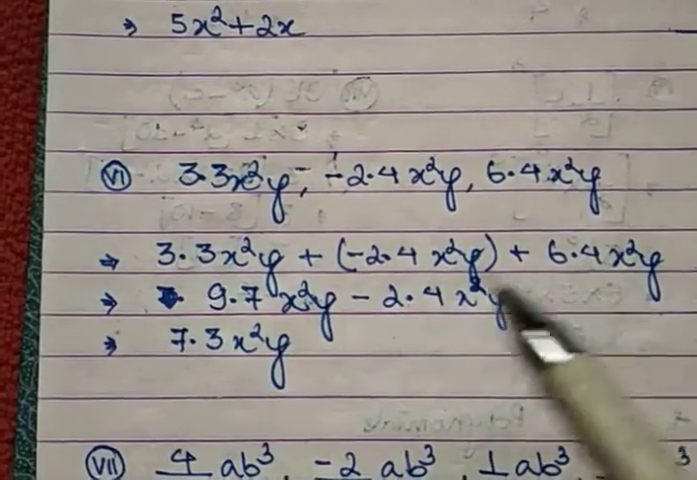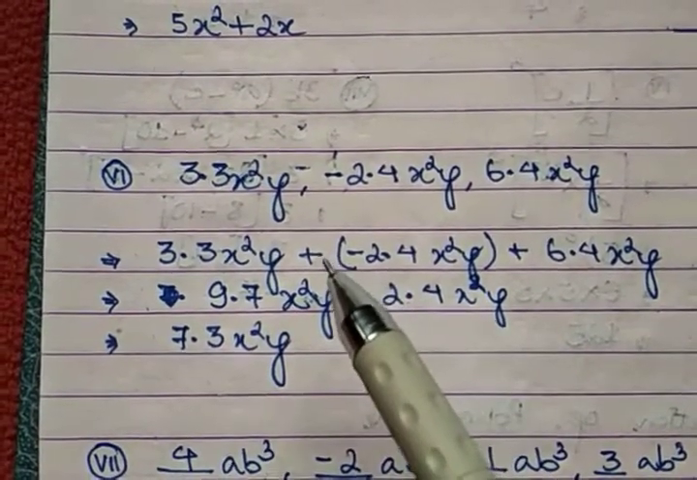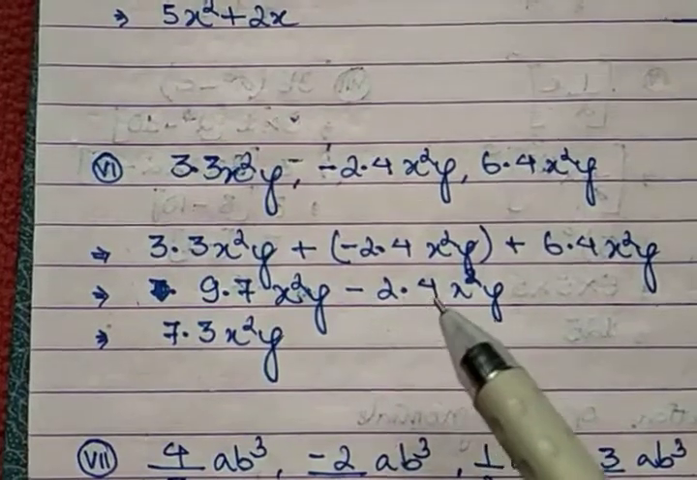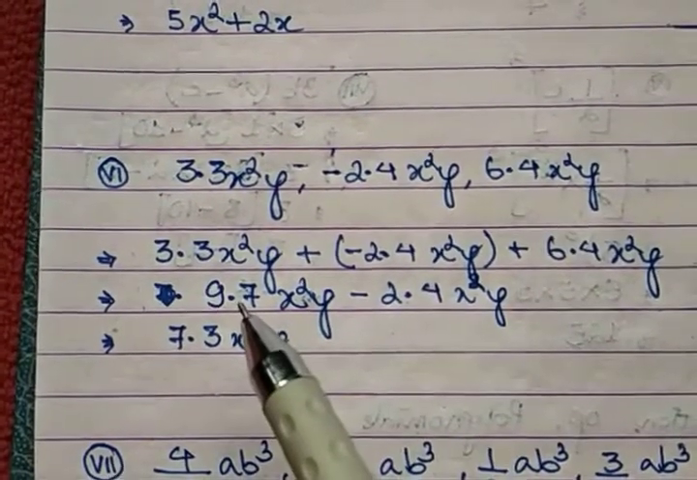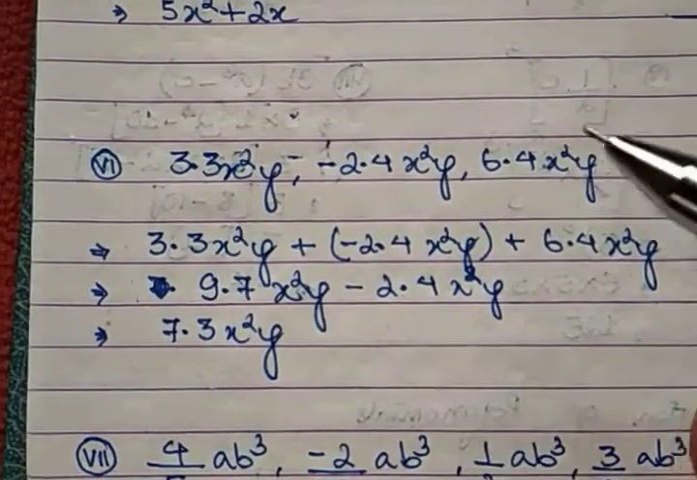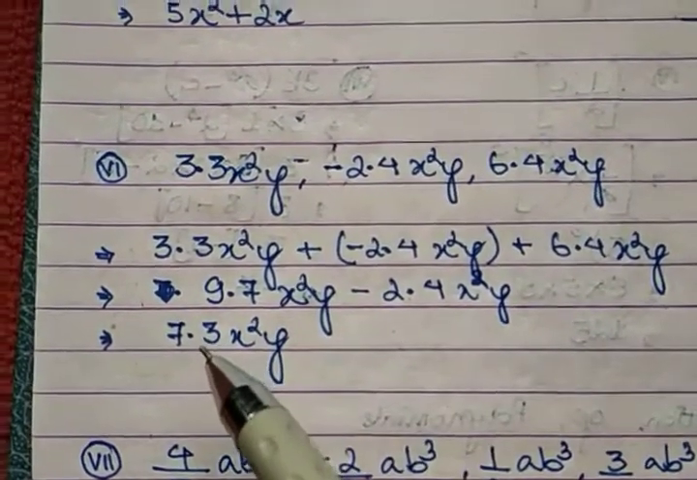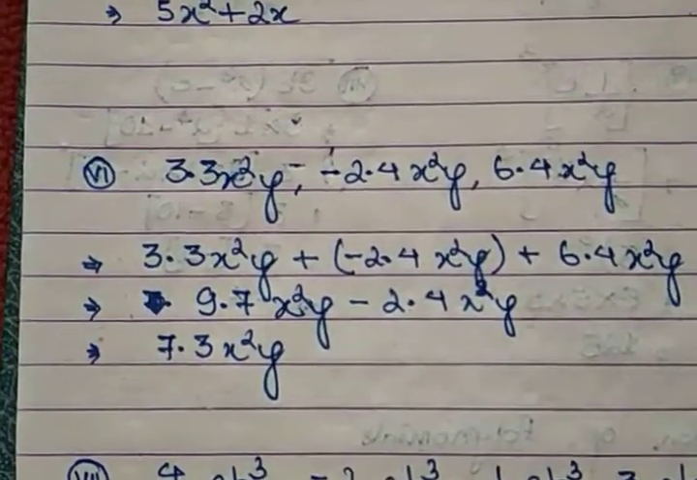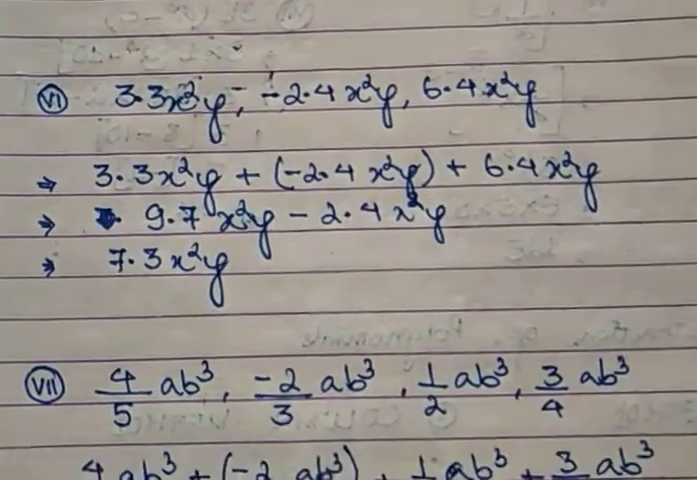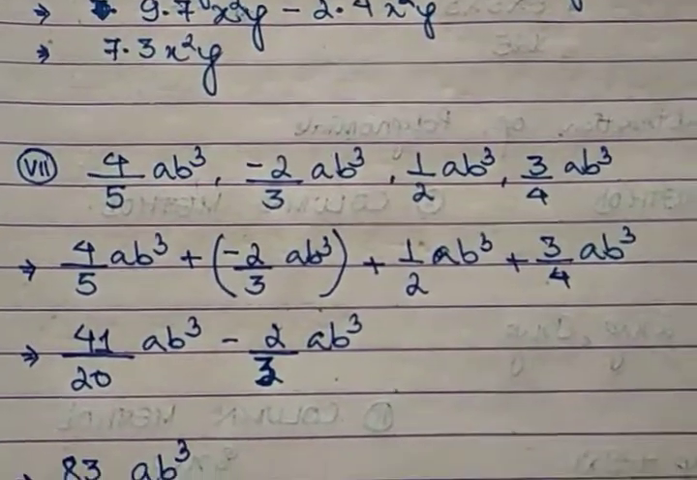3.3 and 6.4, when you add them up, you'll get 9.7. Opening up the bracket with the second term, plus into minus, it's minus 2.4 x square y. Again, like terms with opposite signs are subtracted and the sign remains same again. So 9.7 minus 2.4 will give you 7.3. The variable remains the same again, so x square y. Is it okay? Okay.